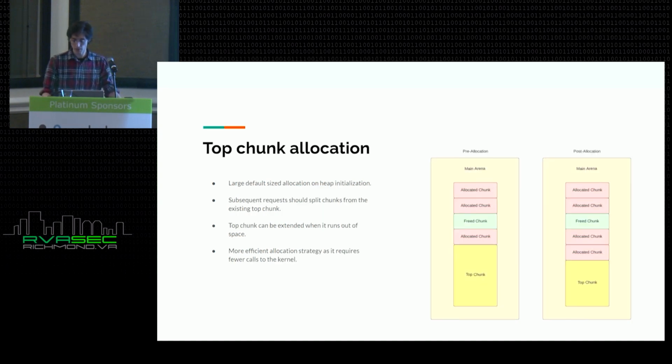So let's look at some top chunk allocation. Essentially, when we make a call to malloc with the top chunk implementation, rather than requesting from the kernel the size that was requested by the process, we're just going to make a large default size allocation, and we're going to call that our top chunk. All of our subsequent requests should be split from that top chunk.